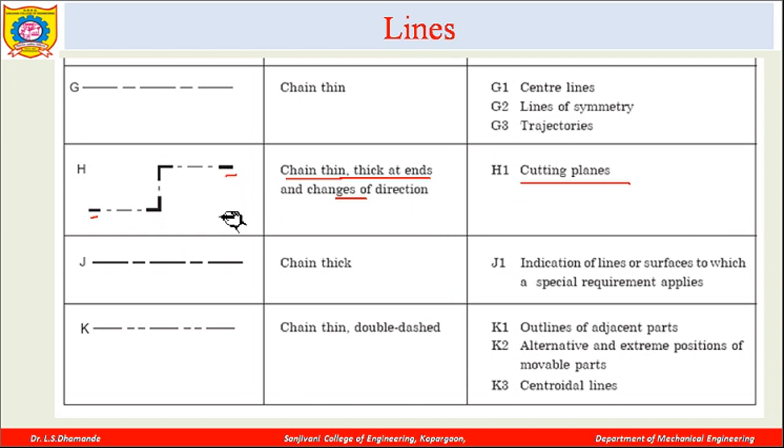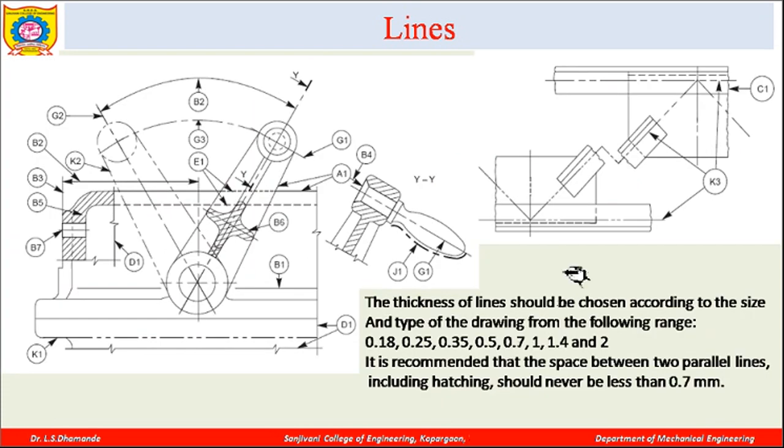This is the line which is drawn as H. You can see in this diagram the section is shown over here. It means this section is shown only when you can show the cutting plane over it. So you can find here that this long dash, short dash line can be shown to show the cut section of it.